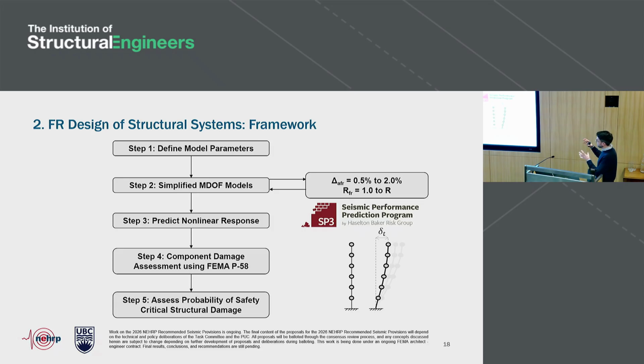Once we've created this design space, we then evaluate nonlinear response to understand how that particular design is going to respond under the functional recovery earthquake. And we're taking those engineering demand parameters and feeding them into a FEMA P58 assessment, where initially we're only looking at damage to the structure, lateral and gravity system. And using those damage state estimates, we then go through that fault tree that I previously introduced to evaluate whether there's this probability of safety critical structural damage.